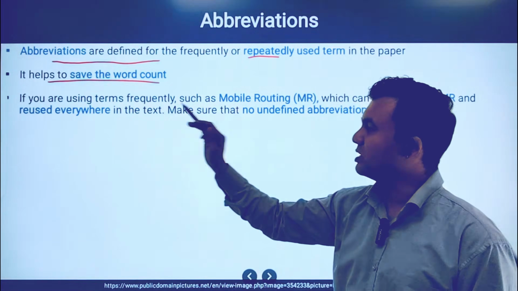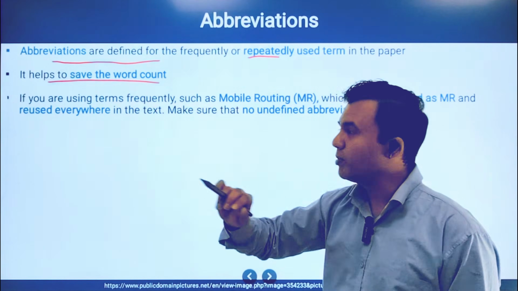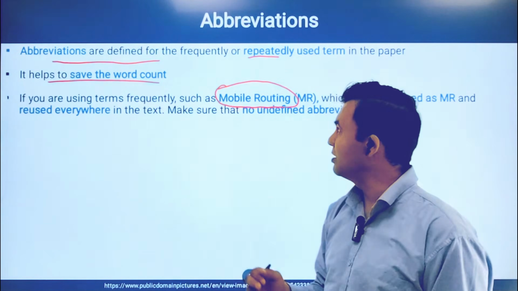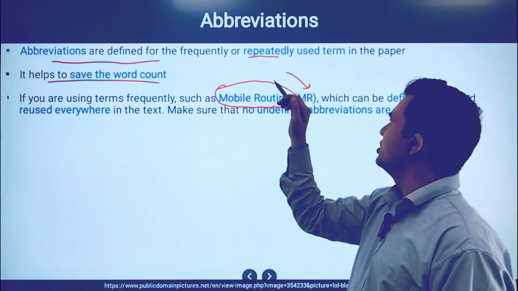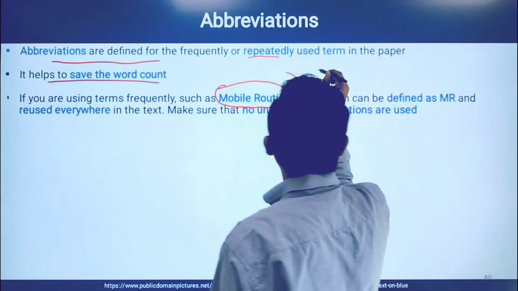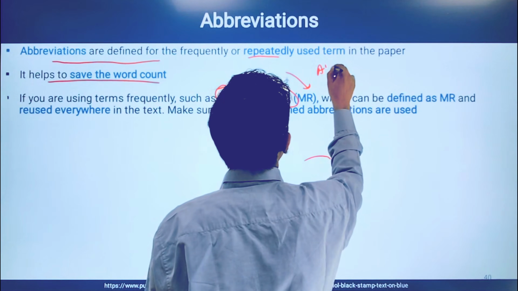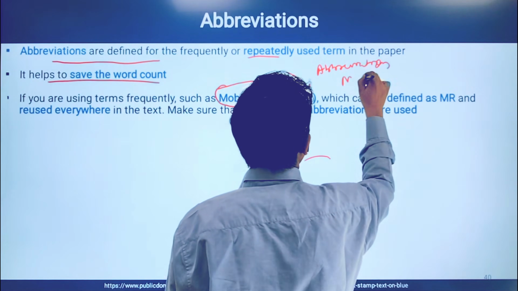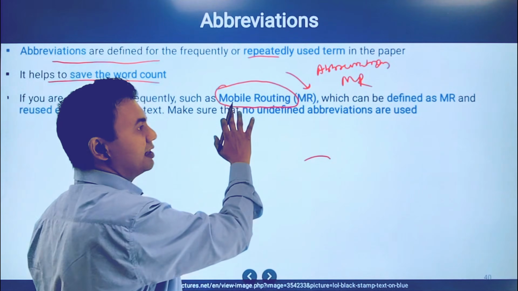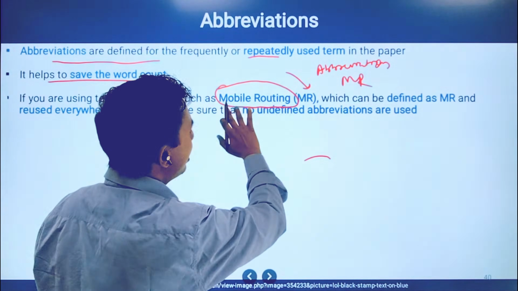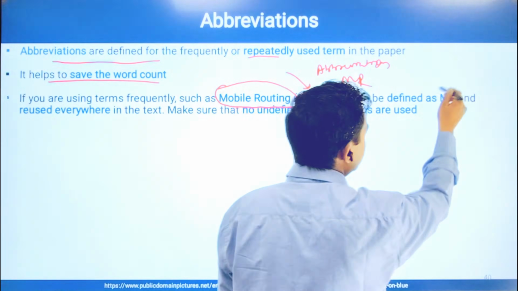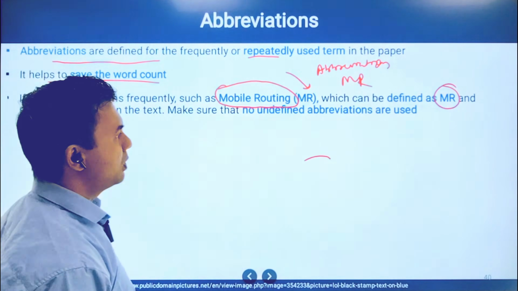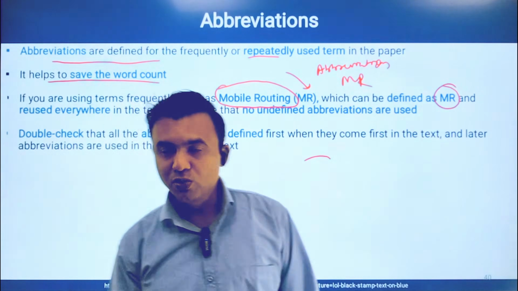What do I mean by the abbreviation? Let's say if I'm using a term called mobile routing, just an example, could be anything. Then I would define the abbreviation as MR. So this is my abbreviation. And now, subsequently in the text, whenever this MR, mobile routing, comes, I would use just MR. I'll not use anything else, right? So, define abbreviations, reuse them.